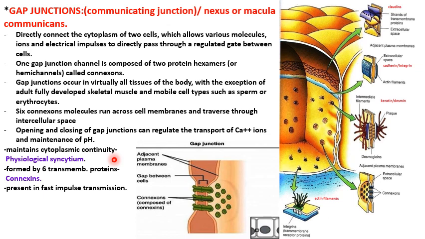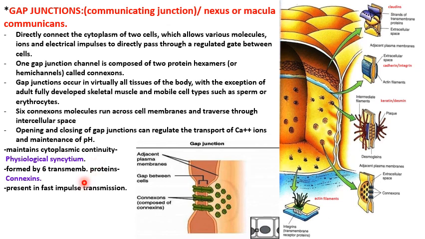What do you mean by syncytium? Syncytium means which doesn't have cell boundaries. But here there are these lateral cell walls, the boundary is present, but there is a channel that will be maintained by these connexons from this cell to this cell, from this cell to this cell. So that's how the impulse is transmitted between all the cells, which will form a physiological syncytium. Though the membrane is present, the cells are all interconnected.